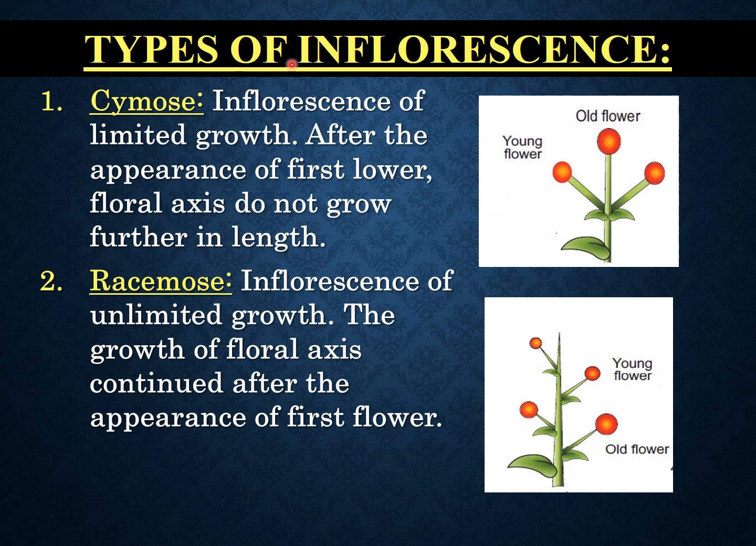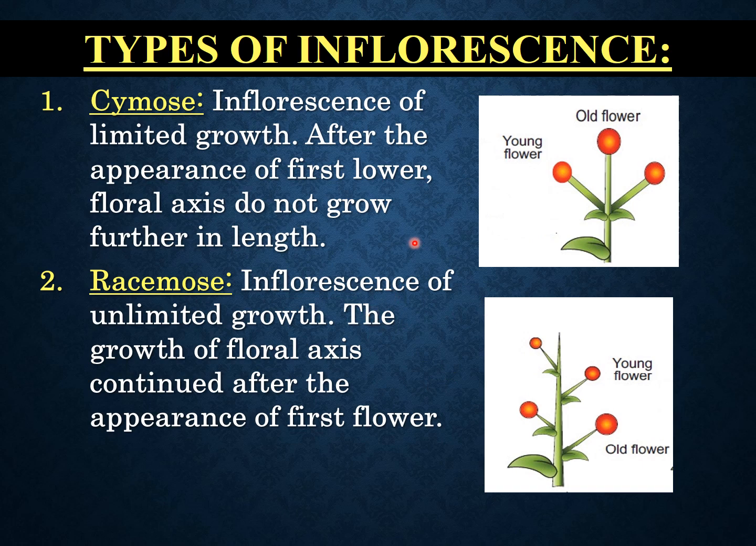Mainly among angiosperms, two types of inflorescence are observed. One is called cymose, the other is called racemose. In cymose, the inflorescence is of limited growth, and after the appearance of the first flower, the floral axis does not grow further in length, while in racemose, the inflorescence is of unlimited growth and the growth of the floral axis continues after the appearance of the first flower.